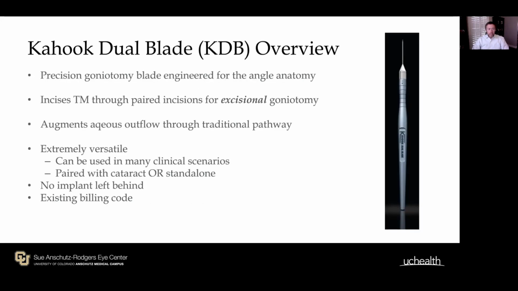So the Kahook dual blade is a precision goniotomy blade that was engineered specifically for the angle. It not only incises the TM through paired incisions, but this allows for excisional goniotomy or removal of trabecular meshwork tissue as well. This augments aqueous outflow through that traditional pathway, making it a very versatile device that can be used in many clinical scenarios. It can be used as a standalone or in combination with cataract surgery. And it is nice that you don't leave an implant behind, and it has an existing billing code as well.